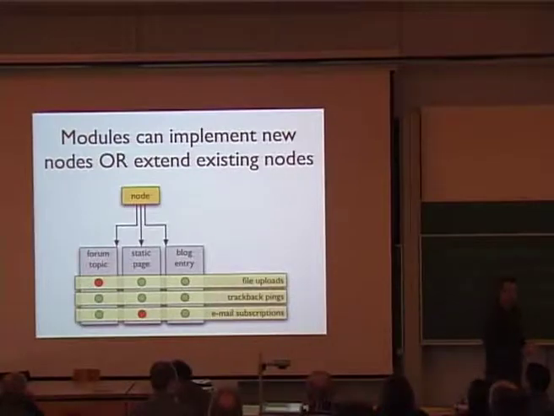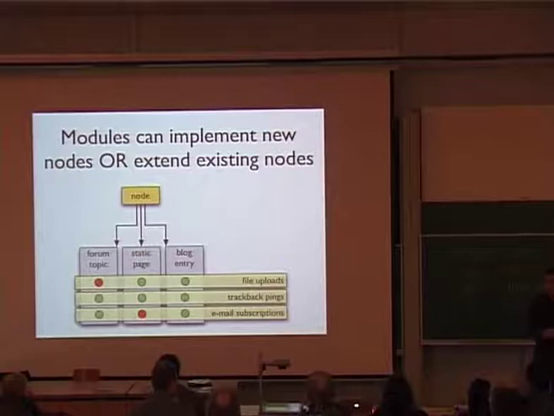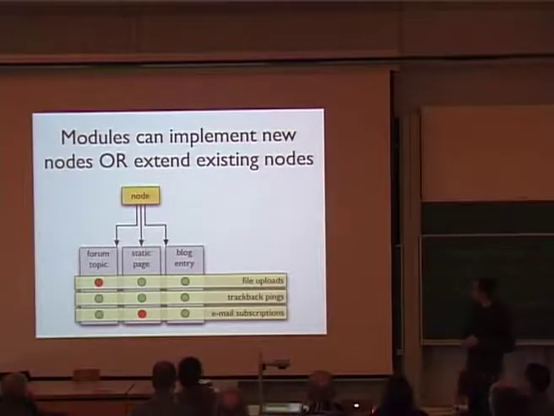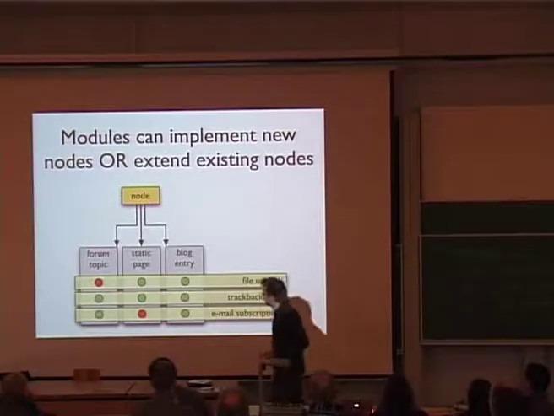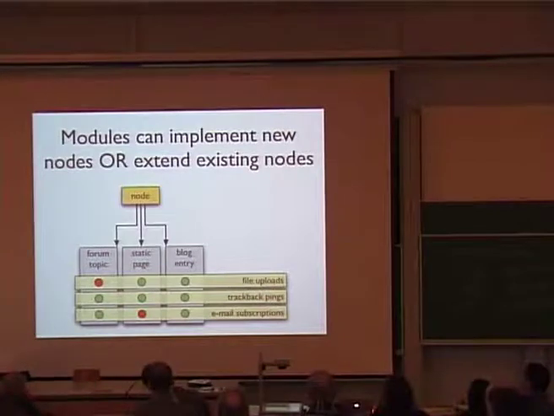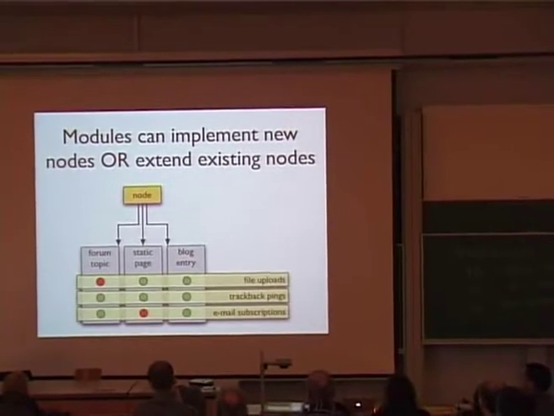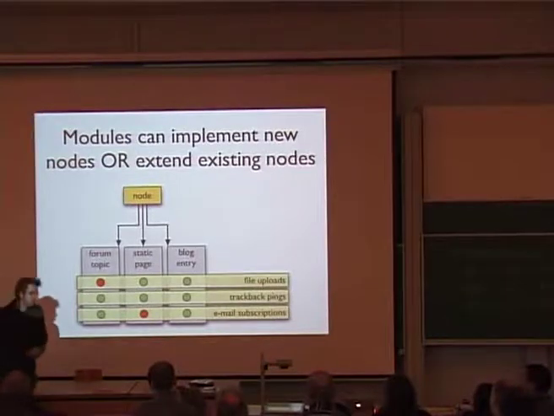And then, given the node system, modules can extend the node system in two ways. Either modules can provide new node types, which are the gray bars, like forum topic, static page, and so on. So they basically extend the node type. Or modules can cross-cut across all these different node types and add functionality on top of that. For example, the upload module can provide upload functionality and attach it to any of the content types. Then you can configure which node types are affected by that module, so you don't have to use that. Other examples are trackback and email subscriptions.